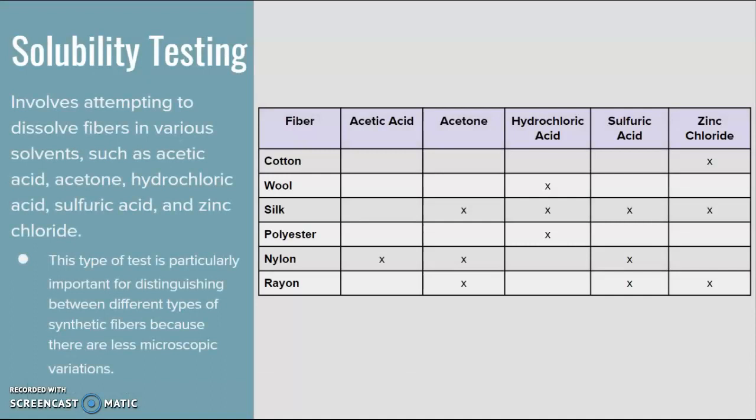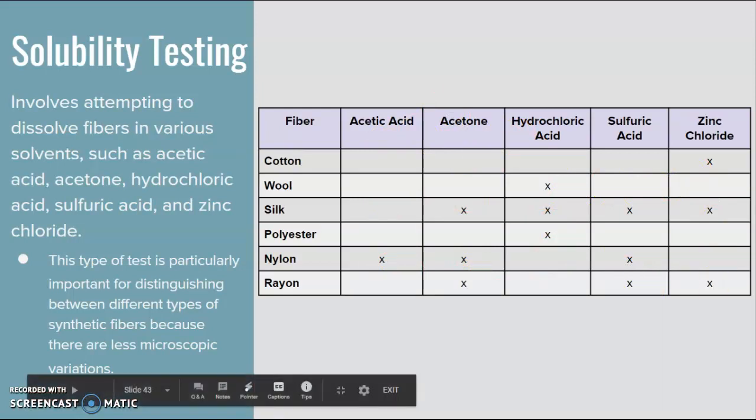Solubility testing involves attempting to dissolve fibers in various solvents such as acetic acid, acetone, hydrochloric acid, sulfuric acid, and zinc chloride. This type of test is particularly important for distinguishing between different types of synthetic fibers because there are fewer microscopic variations. So you can see the different types of solvents that these fibers will dissolve in.